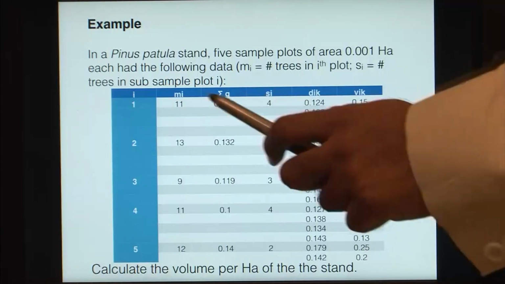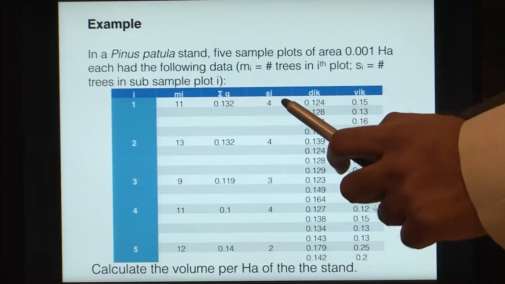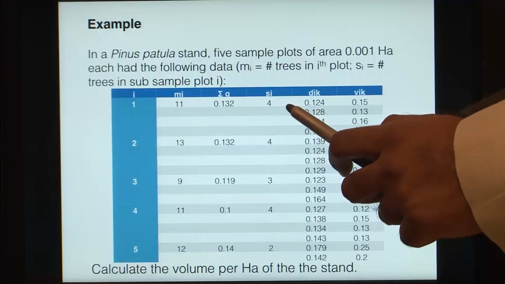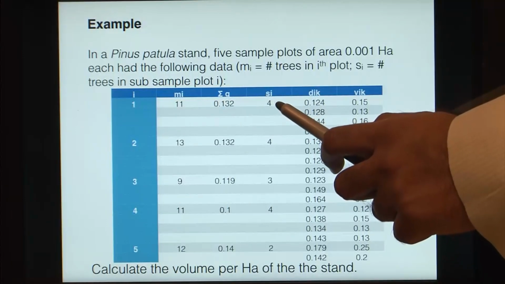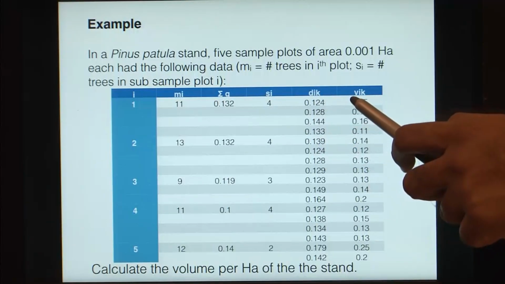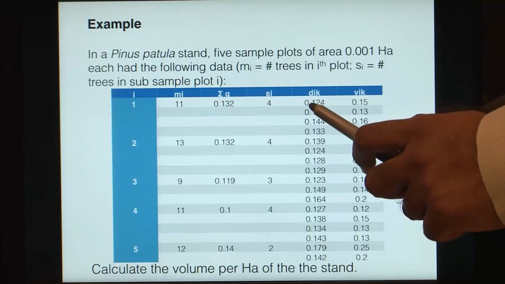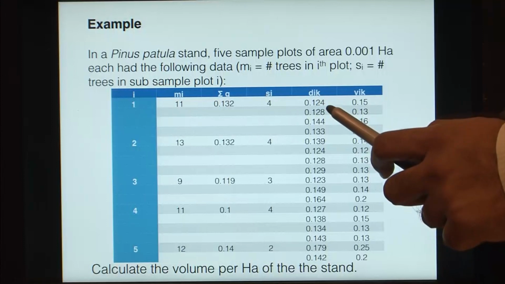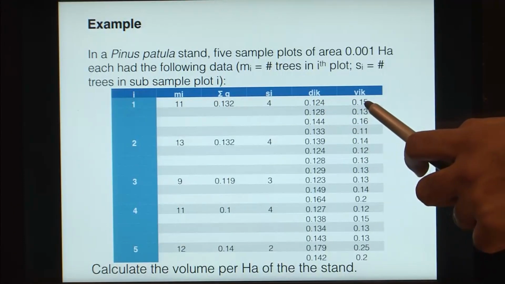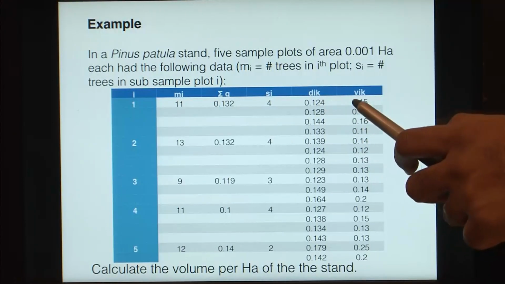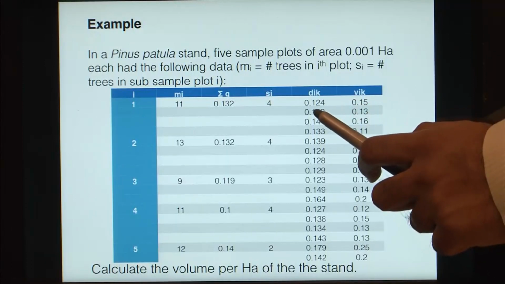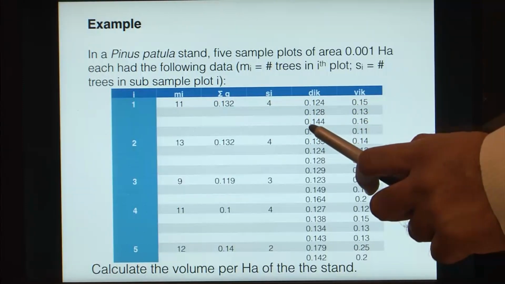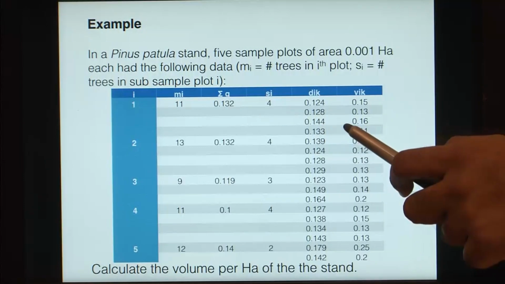So, out of these 11 trees you have taken 4 trees for your sub-sample plot, and for those 4 trees the diameter and the volume are given. So, here are the 4 trees 1, 2, 3 and 4. The first tree has this diameter and this volume. Diameter is given in meters, volume is given in cubic meter. For the second tree these are the diameters and volumes, for the third one and for the fourth one.